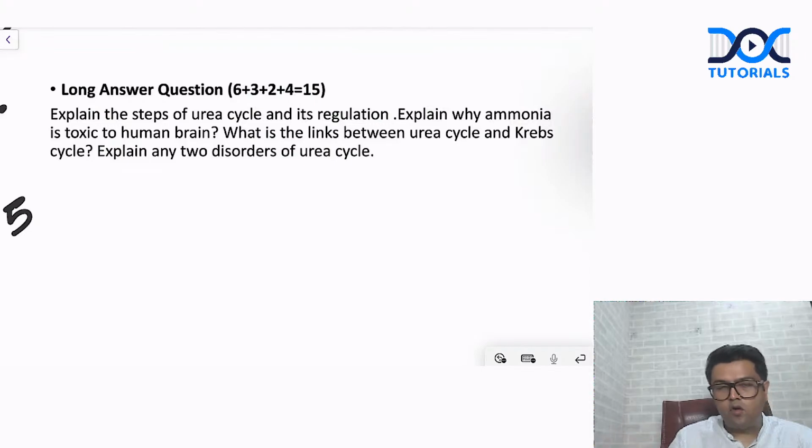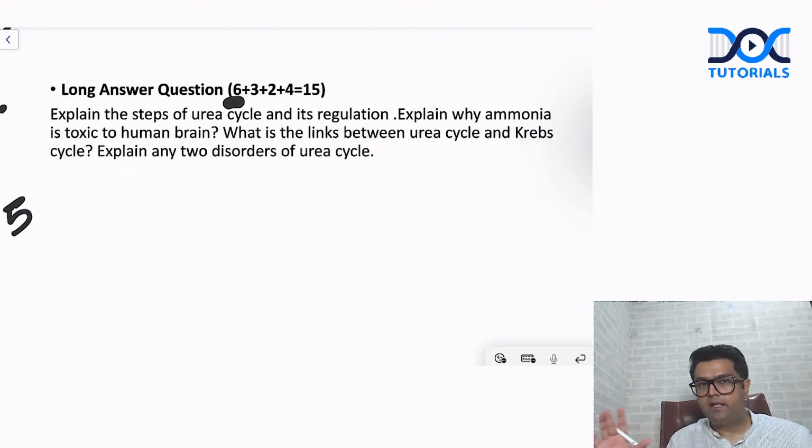So suppose this was a long answer question you get in your exams. Actually, this is the same question I gave in the exams last year, in the Prof Exams. It was exactly the same question. So explain the steps of urea cycle and its regulation. Here we have a 6-mark question. Steps and regulation make 6 marks. So you have to draw the urea cycle and then write about regulation. That makes a total of 6 marks.